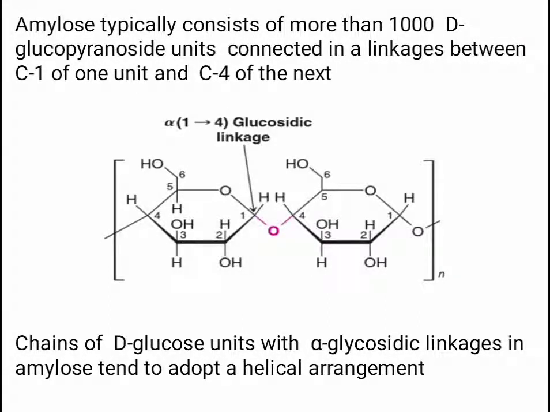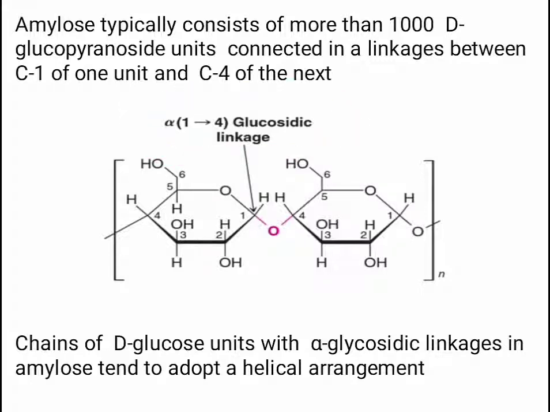Amylose typically consists of more than 1000 D-glucopyranoside units connected in α linkages between C1 of one unit and C4 of the next. So this is the C1 and this is the C4. So this is the 1,4 connection. So alpha 1,4 glucosidic linkage.